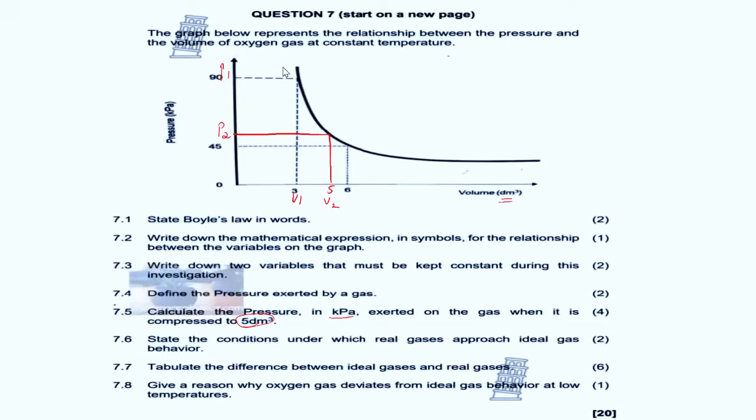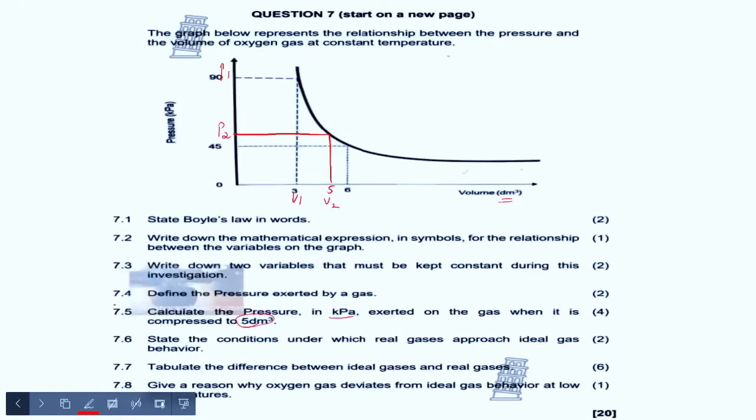So, now let's calculate with the 90 and 3, and then we'll also calculate with the 45 and 6, just to prove that we're going to get the same value. The formula that we're going to use is P1V1 equals P2V2. In our case, P1 is the 90, so it's 90 kilopascals.